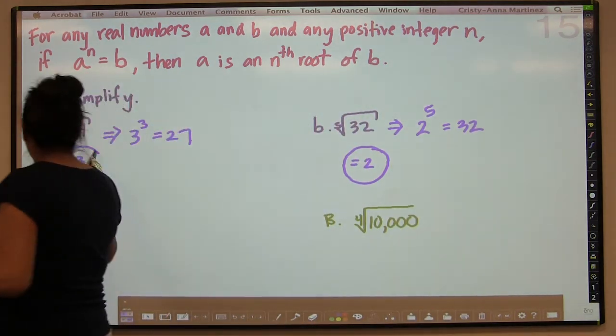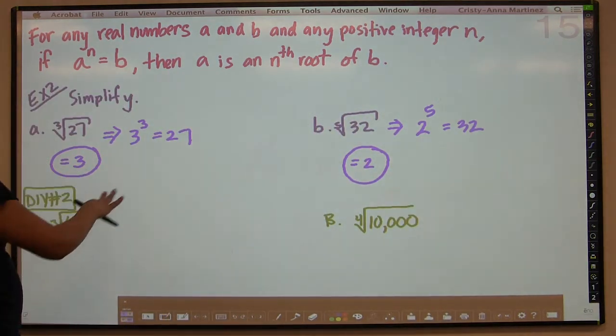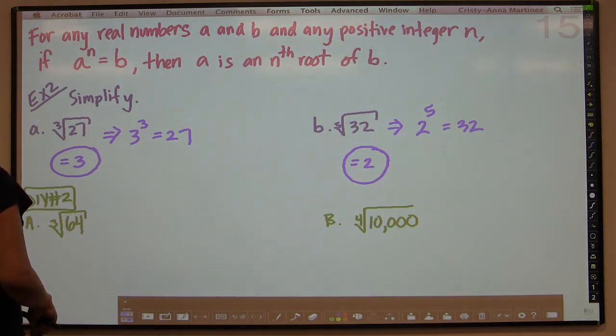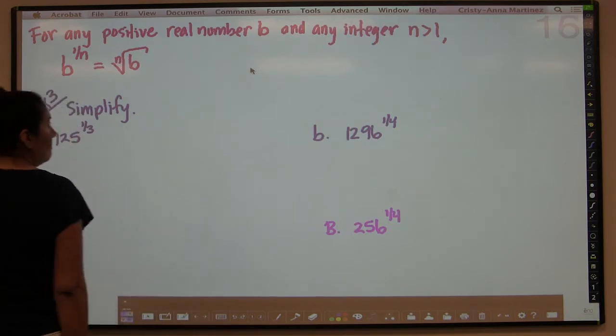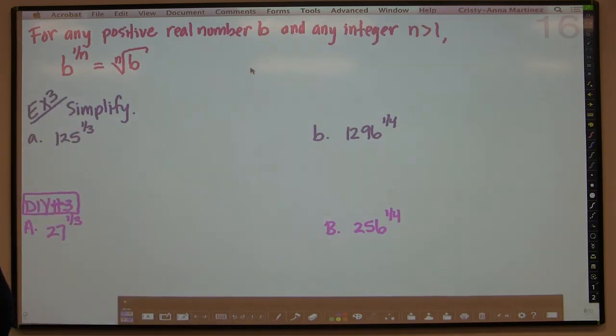Alrighty, so now you can try to do it yourself number 2, and it's here on the same board. And then we'll go on to our next example. So here we go with more properties.